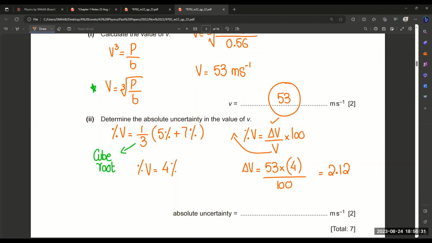For delta V, basically the main thing is your answer is 2.12. The problem is with the significant figures, right? We need to use only one significant figure. We just round it off to 2 only, because only one significant figure is allowed. If we write 2.1, there are two significant figures. So it's going to be 53 plus-minus 2.